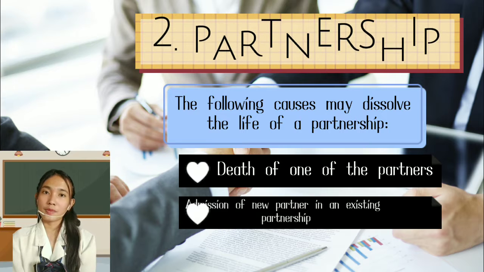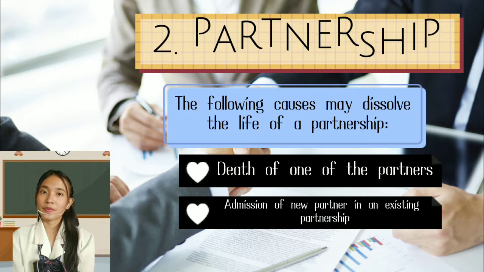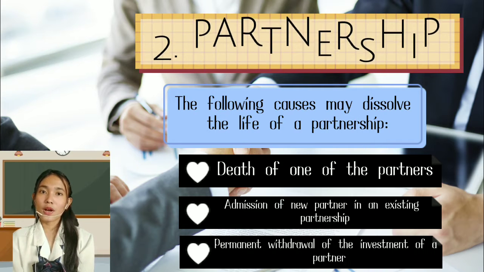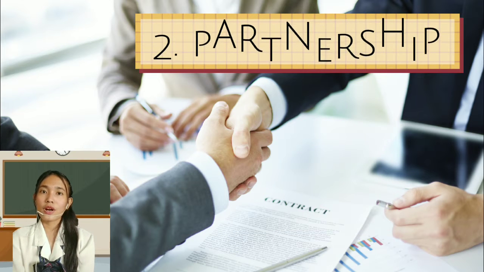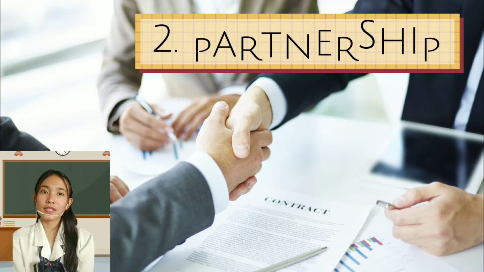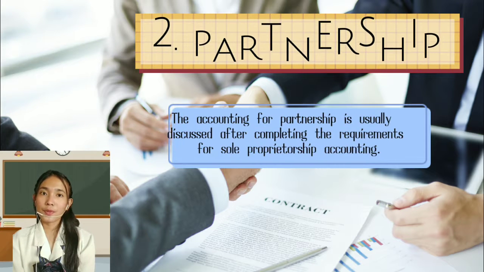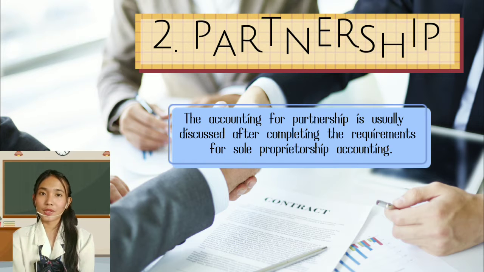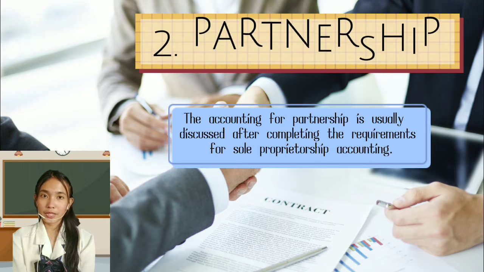Second is admission of a new partner in an existing partnership. Third, we have permanent withdrawal of the investment of a partner upon the dissolution of the partnership. The remaining partners may continue its operation under a new partnership. The accounting for partnership is usually discussed after completing the requirements for sole proprietorship accounting.